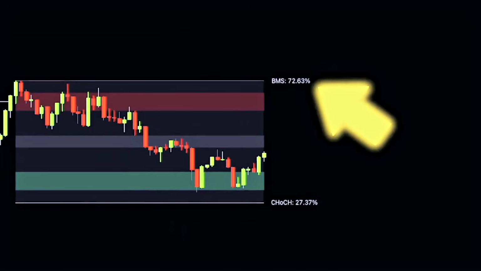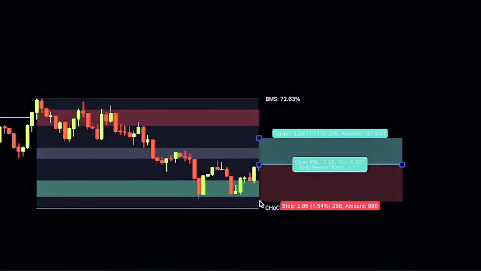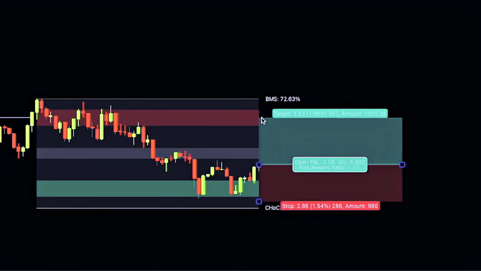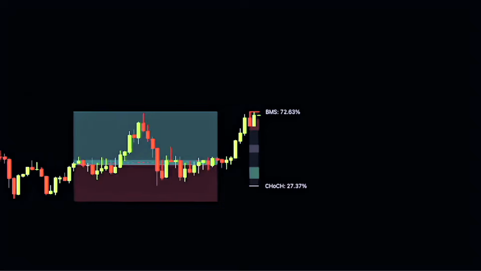Once all 3 align, enter long. Put your stop loss below the green zone and target the red zone above. For shorts, just mirror the process. Follow these steps carefully and you'll see why it works so consistently.